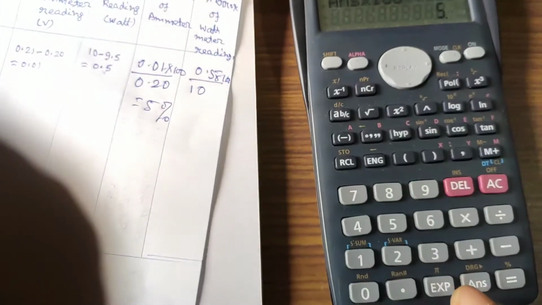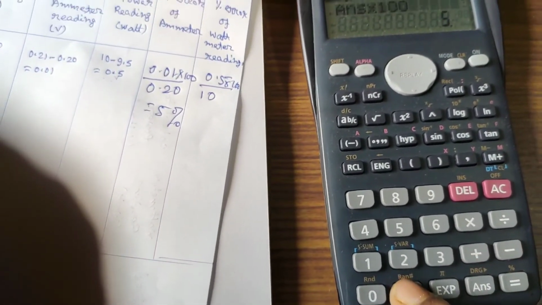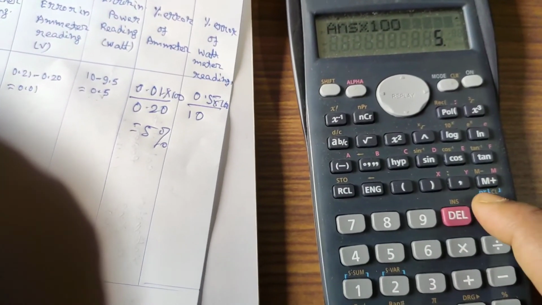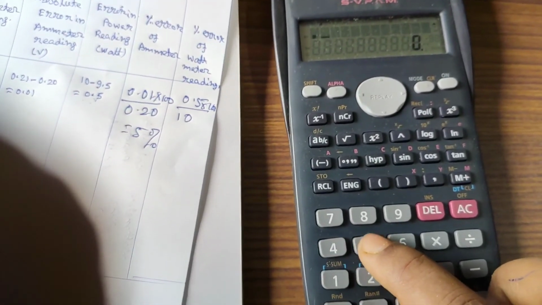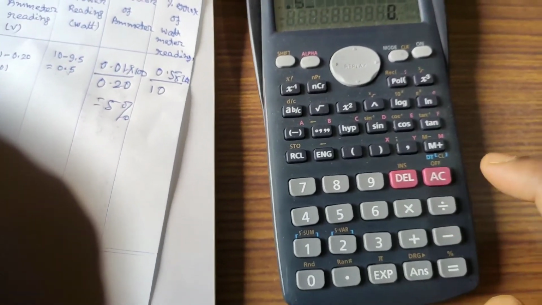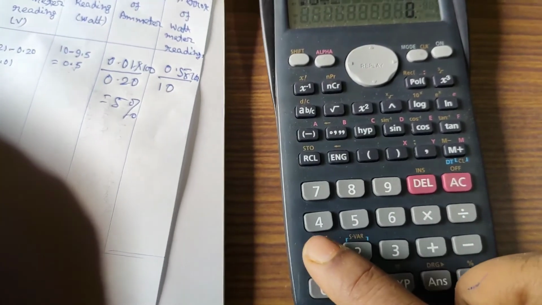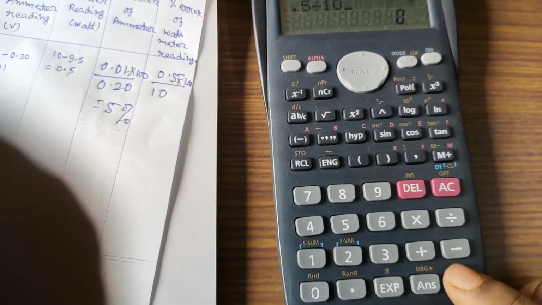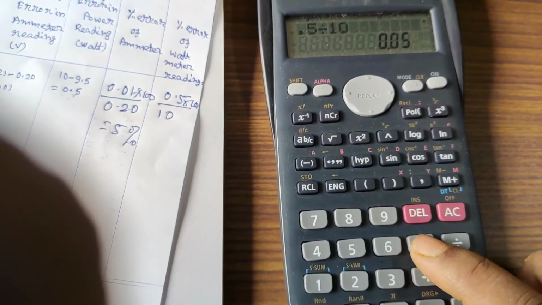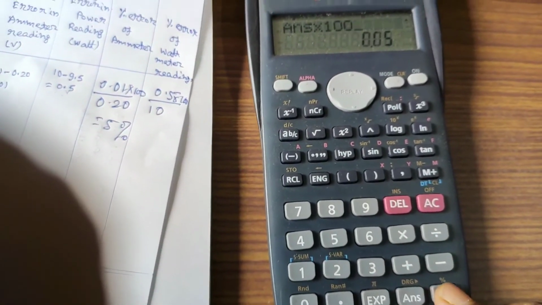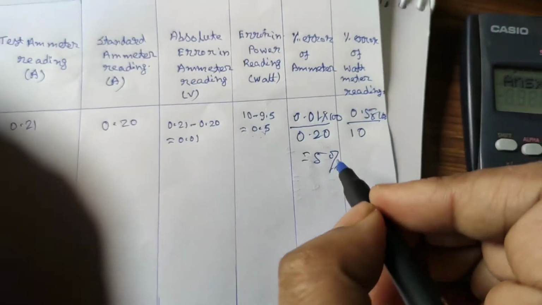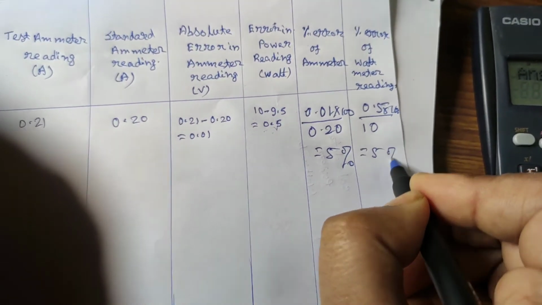So again let us calculate that. 0.5 by 10 into 100. So again I am getting a 5% error here. Okay, so this is how we can take the reading.